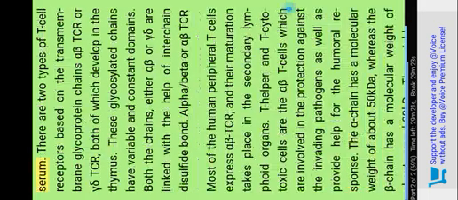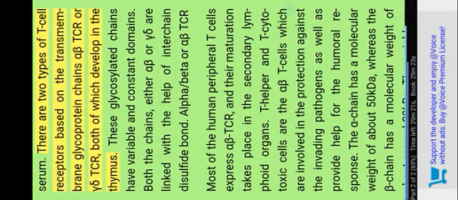There are 2 types of T cell receptors based on the transmembrane glycoprotein chains: alpha-beta TCR or gamma-delta TCR, both of which develop in the thymus. These glycosylated chains have variable and constant domains. Both the chains, either alpha-beta or gamma-delta, are linked with the help of interchain disulfide bond.